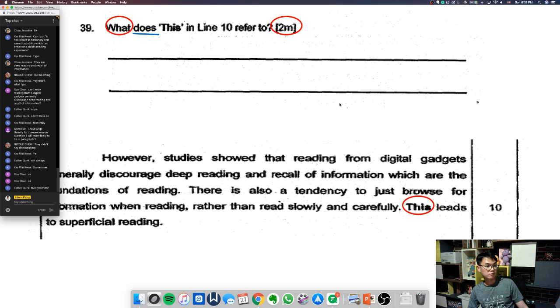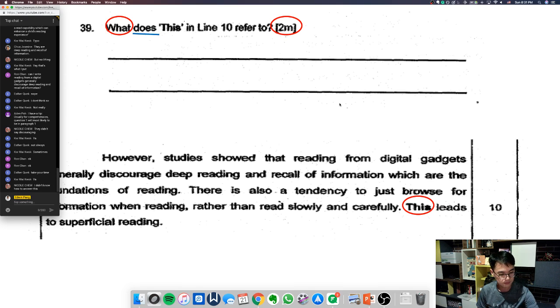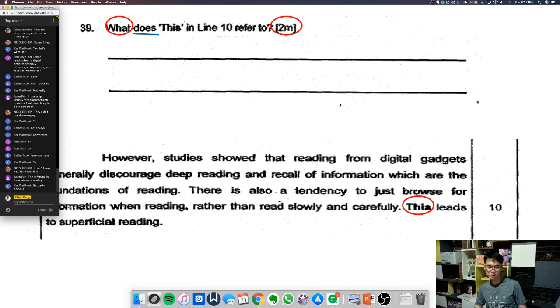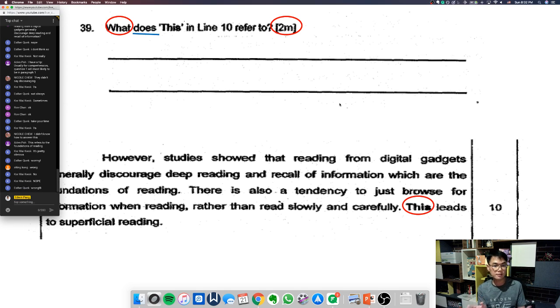While we're waiting for Aiden Poe to type out the answer, let's take a look at the question ourselves and rehearse the answer in our minds. This refers to foundations of reading. No, I'm afraid not, Aiden. Remember, it's often just before or just after the word, right? The answer is often just before or just after the word.